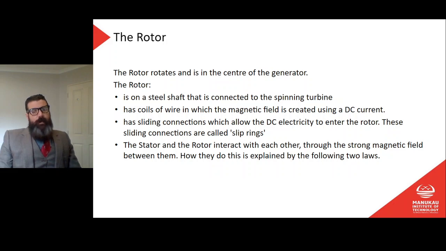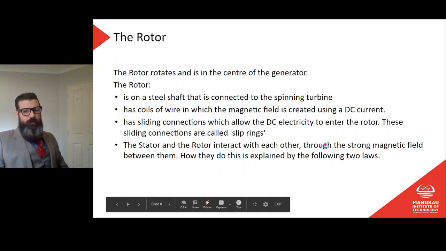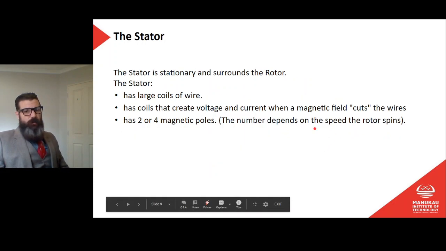We have coils of wire in the magnetic field, which are created using a DC current. It has sliding connections, which allow DC electricity to enter the rotor. The sliding connections are called slip rings. The stator and the rotor interact with each other through the strong magnetic field between them. How they do this is explained by the following two laws.